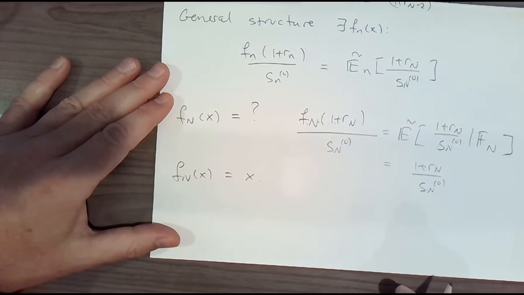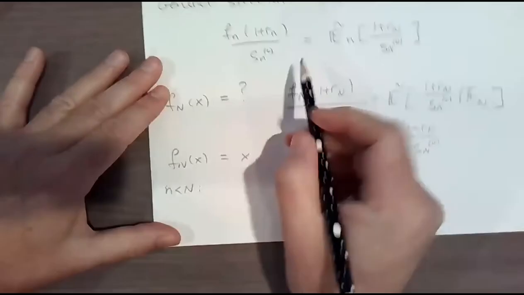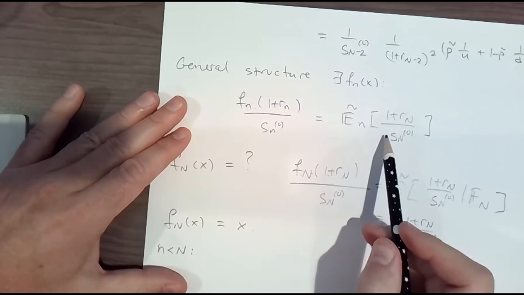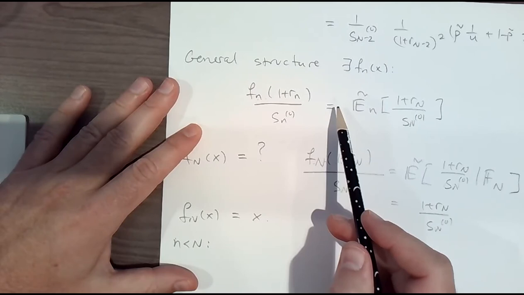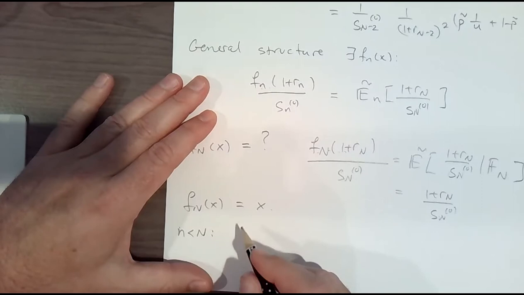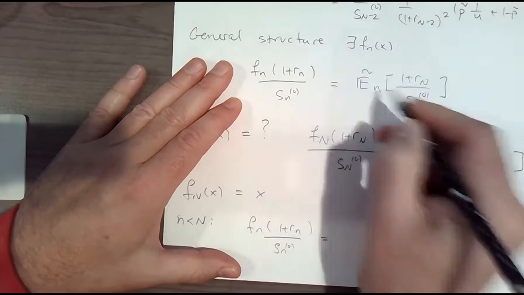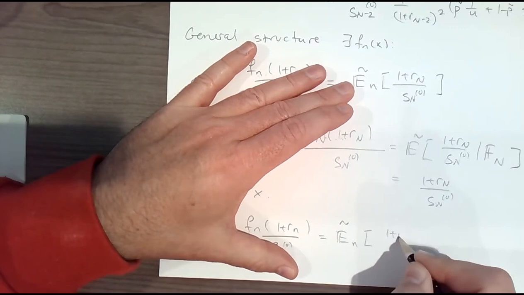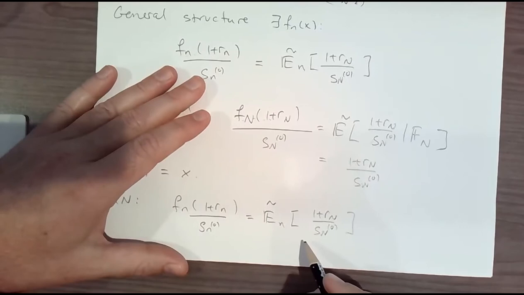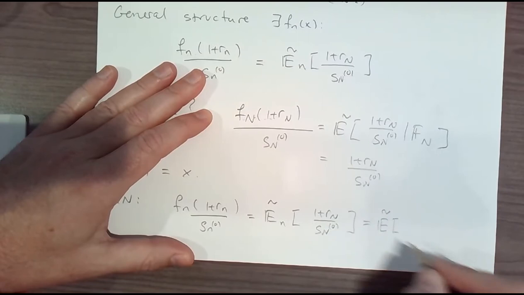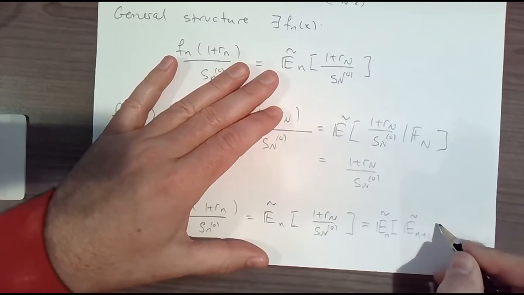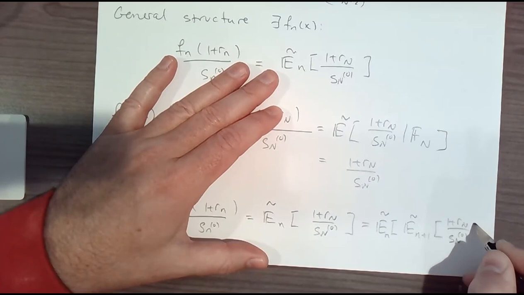Okay, so what about at earlier times? When you're looking at little n less than capital N, how do I figure this out? Well, you have the formula that you want to be true. So if I'm looking here at n strictly less than N, then I'll have Fn of 1 plus Rn divided by Sn 0. This is this conditional expectation. And then I can use iterated expectations. I can plug in a conditional expectation in the middle. Let me write them with n's here. So I'll do E tilde n of E tilde n plus 1 of 1 plus Rn over Sn 0. Right, so that was iterated expectations.